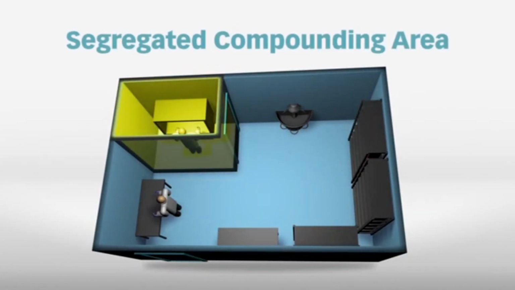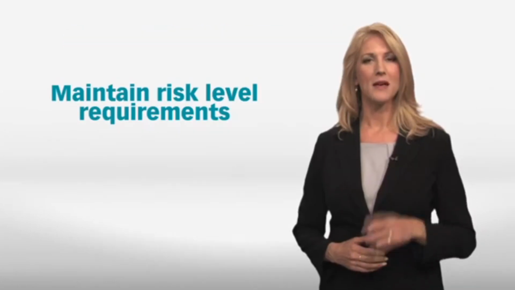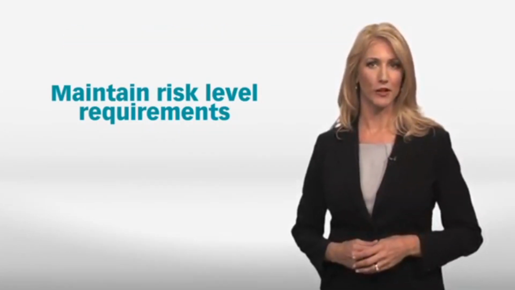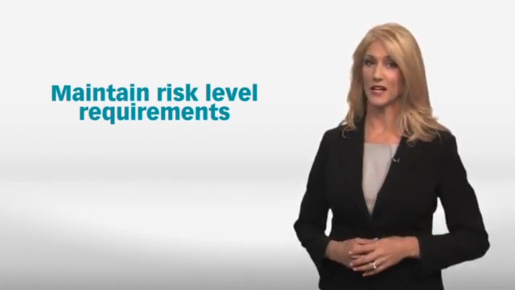Here's an example of a segregated compounding area. Note that it's in a functionally separate area from other activities and must be in a low traffic area to minimize air turbulence. Maintaining your facility's risk level requirements is an important part of your daily routine.